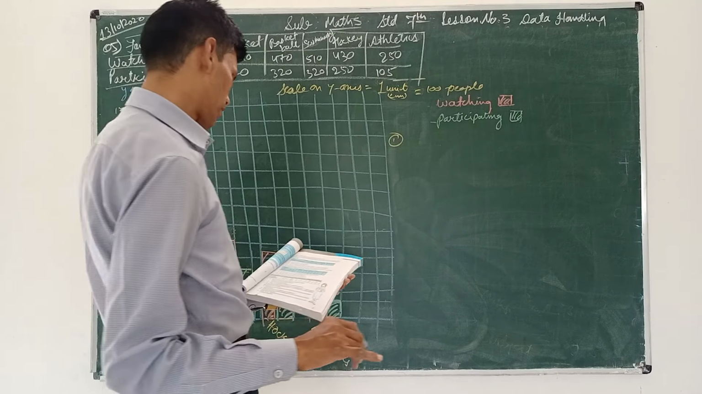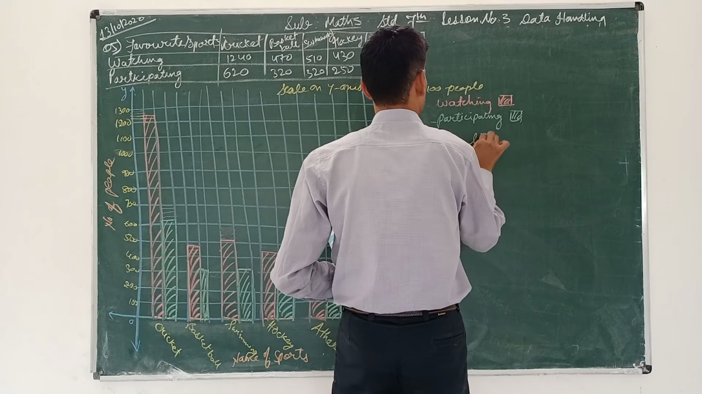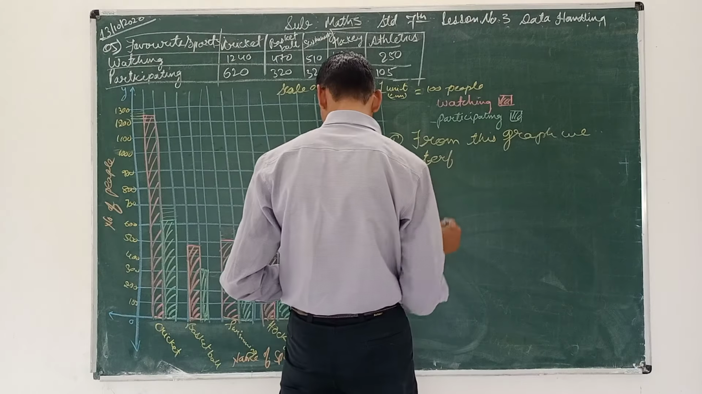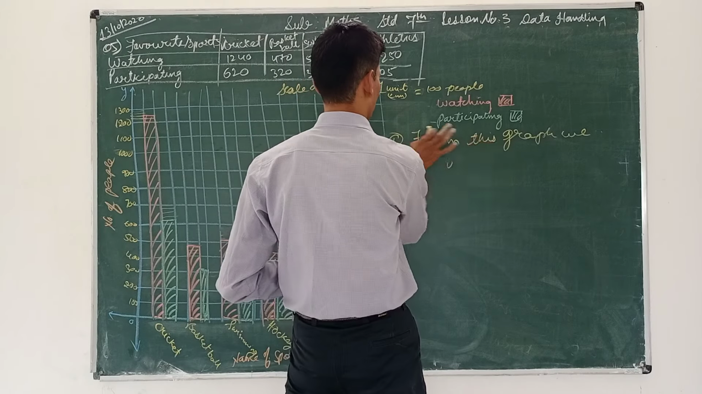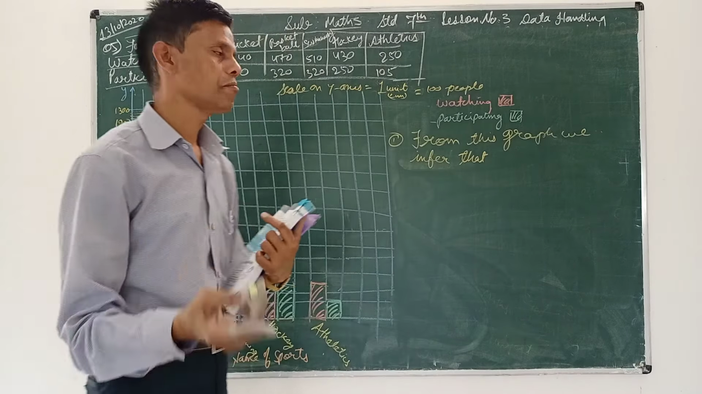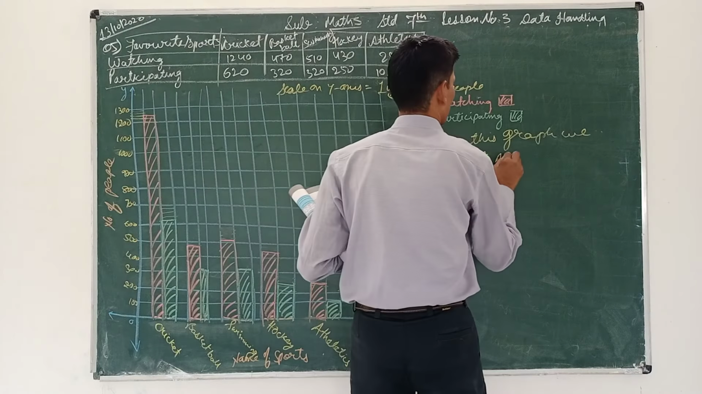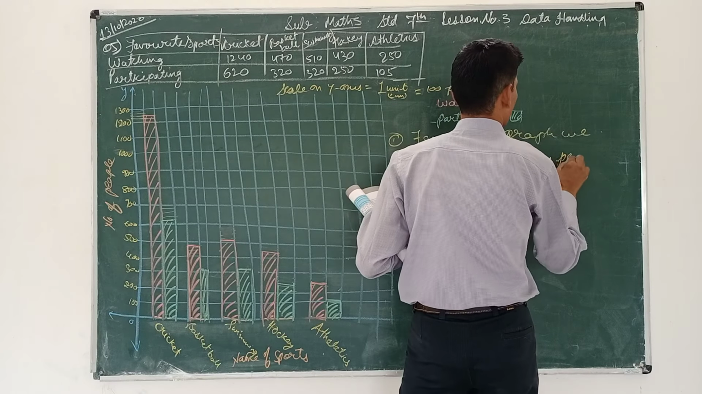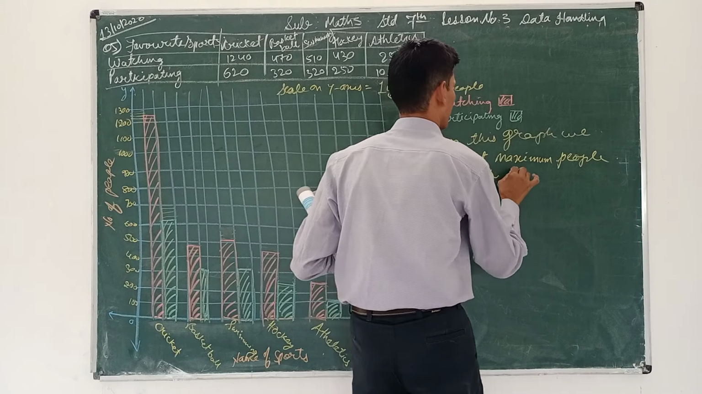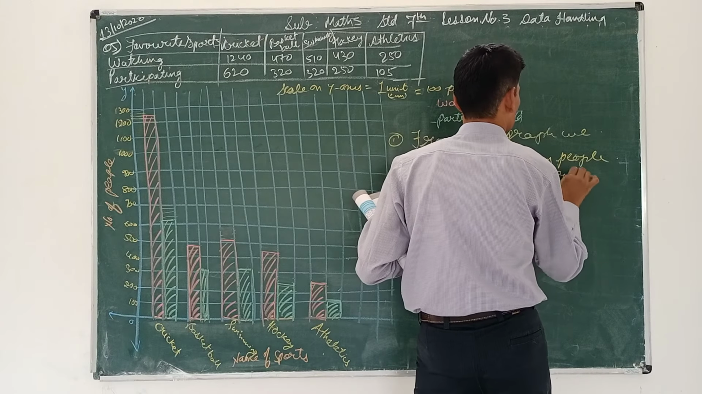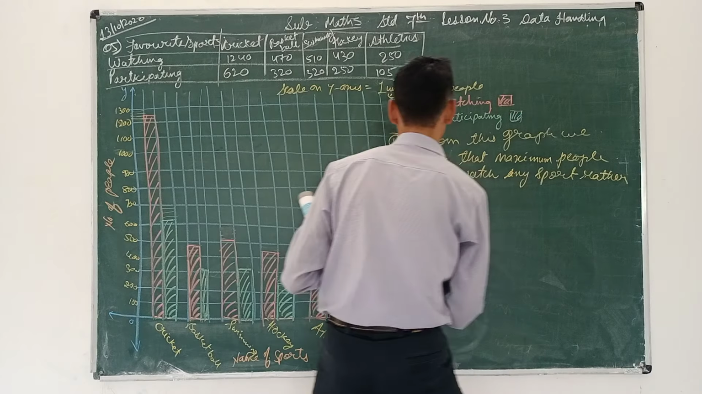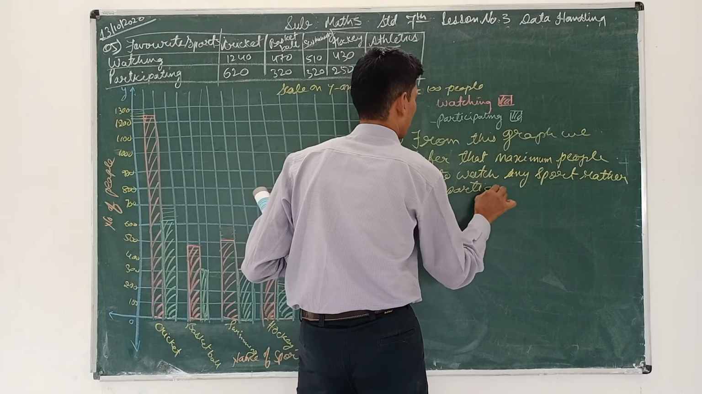We have drawn. What do we get from this graph? From this graph, we infer that maximum people used to watch any sport rather than participating. Okay?